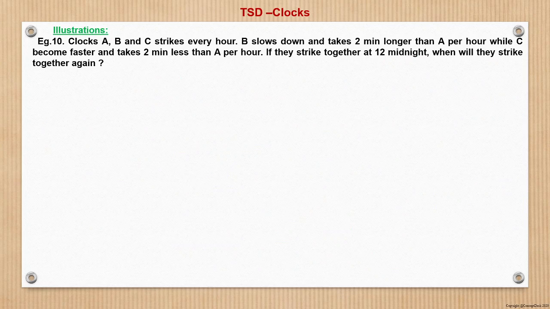Now moving to question number 10, I believe this is the last question for this session. It says that clocks A, B, C strike every hour. B slows down and takes 2 minutes longer than A per hour, while C becomes faster and takes 2 minutes less than A per hour. If they strike together at 12 midnight, when will they strike together again? So let us see the problem here. What does this mean?